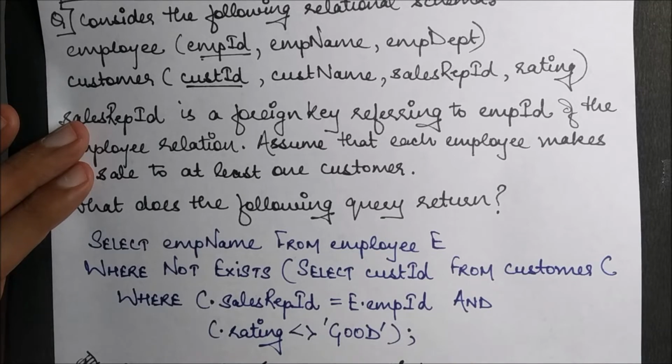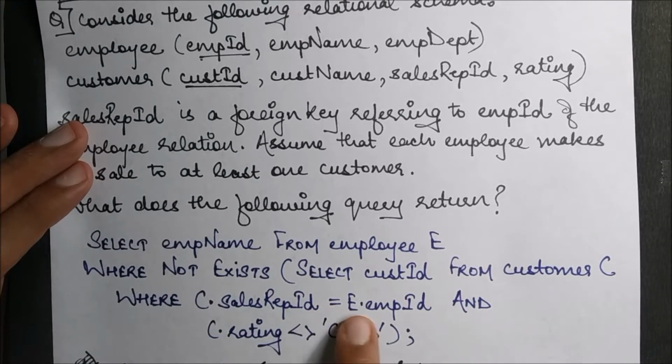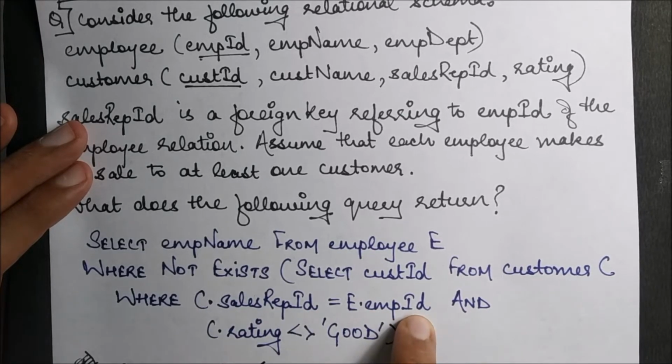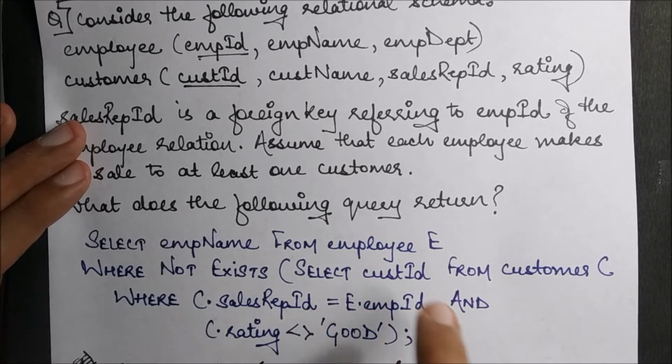Let's see the inner query first. It says select cust id from customer C where C.salesRep id, which was a foreign key, is equal to e.emp id and C.rating is not equal to good. Whenever such a question comes, what do I say? Just solve the inner query first. So let's solve the inner query. What will this give us?